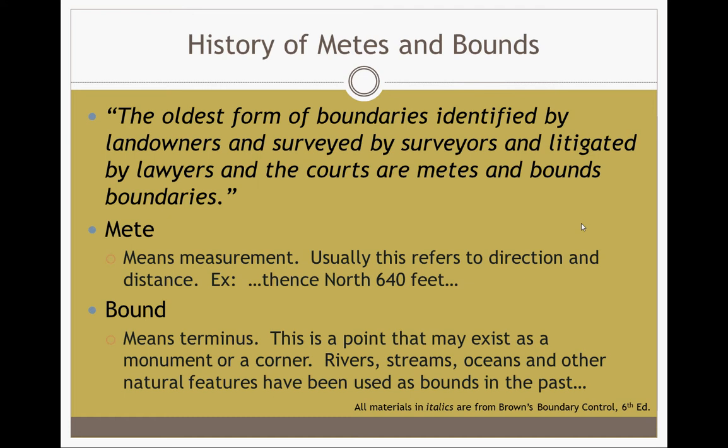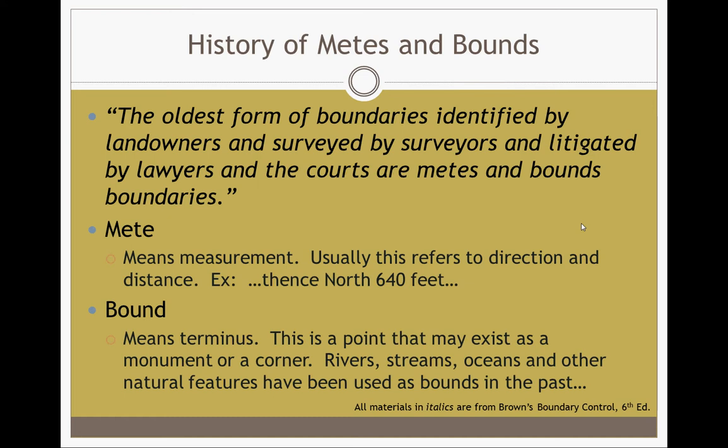Now, the history of meets and bounds. The oldest form of boundaries identified by landowners and surveyed by surveyors and litigated by lawyers and the courts have been and are meets and bounds boundaries. That's from your textbook. Meet means measurement. It usually refers to the direction and or distance. So, for instance, an example of such and such thence north 640 feet would be a meet. So I am measuring something, a meet.